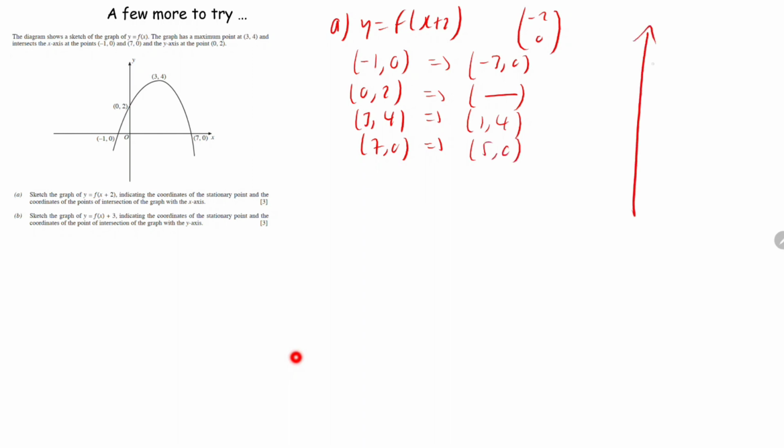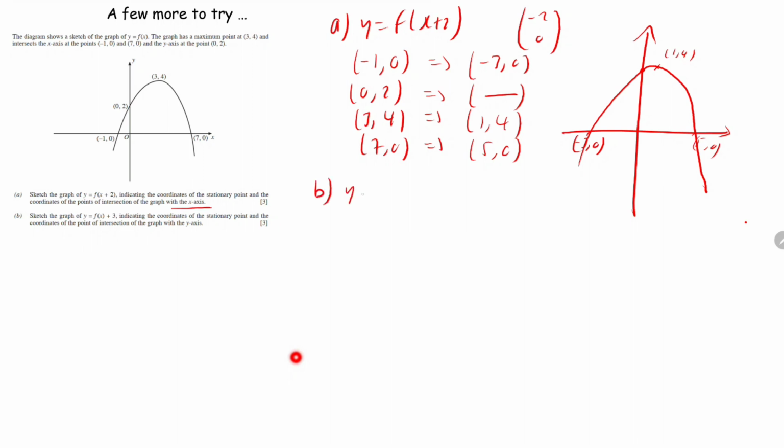So this first graph is going to have minus 3, 0. It's going to have 1, 4 as its maximum point, and then 5, 0, and it's going to do something like this. Okay, we only want the point of intersection with the x-axis. We don't know where this new intercept is going to be. If we knew the function, we could work out what it was.